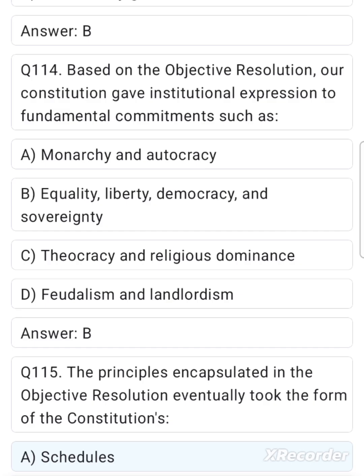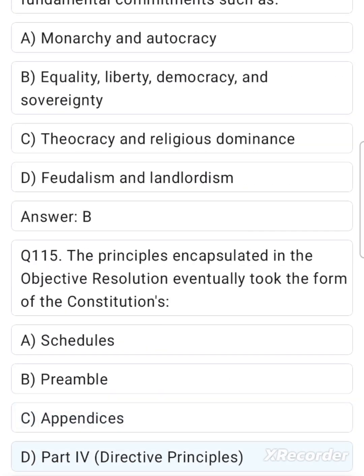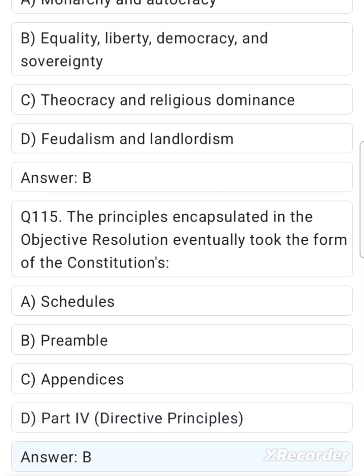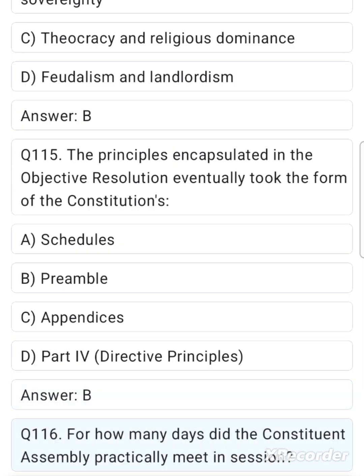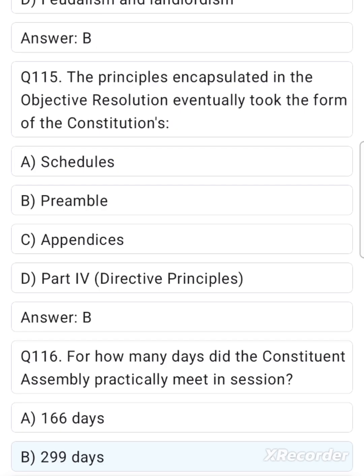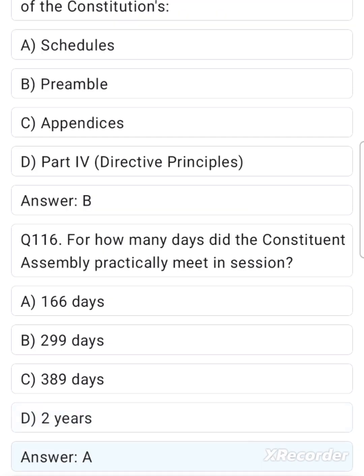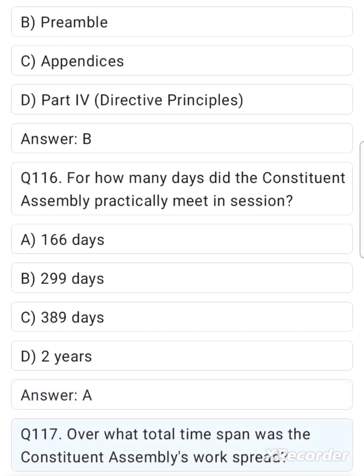A. Schedules. B. Preamble. C. Appendices. D. Part 4, Directive Principles. Answer: B. Q 116. For how many days did the Constituent Assembly practically meet in session? A. 166 days. B. 299 days. C. 389 days. D. 2 years. Answer: A. Q 117. Over what total time span was the Constituent Assembly's work spread?